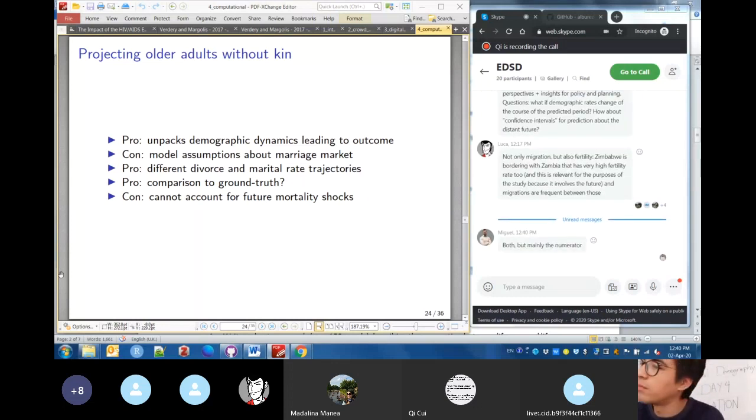Okay, so mainly the numerator. We have to consider the age-specific fatality rate, which, as we know, is skewed towards older ages. So that could also affect the numerator because we're focusing on older adults.